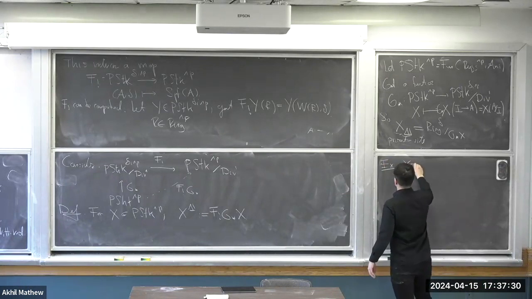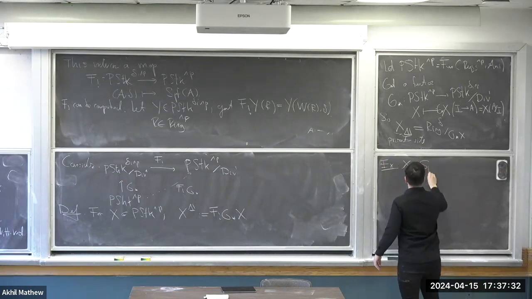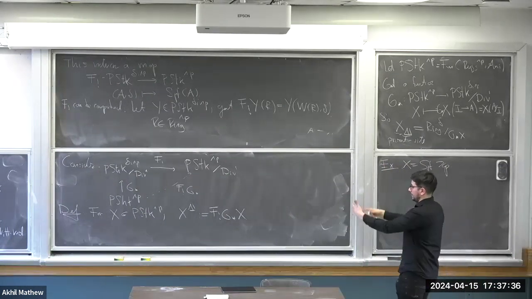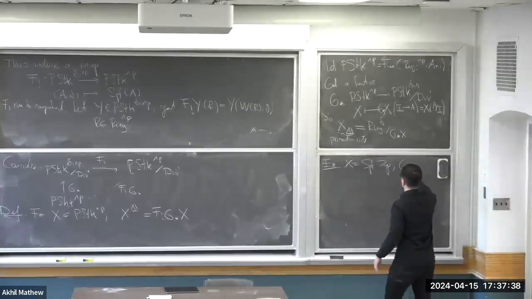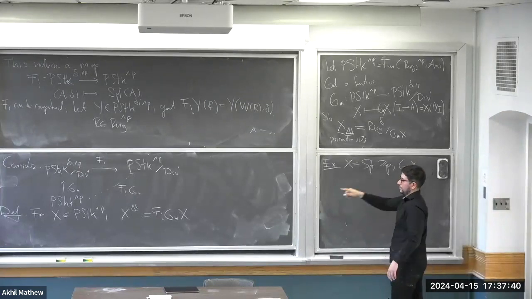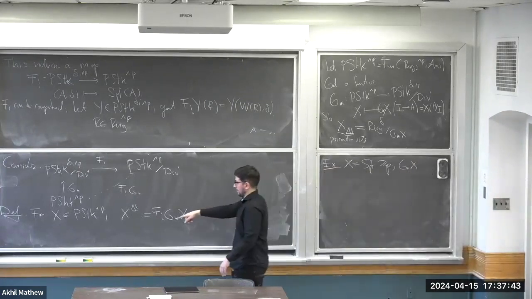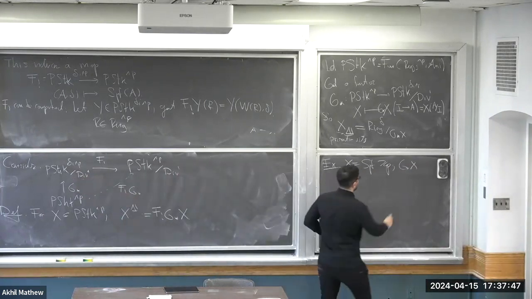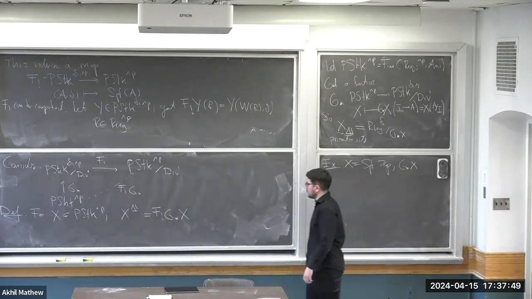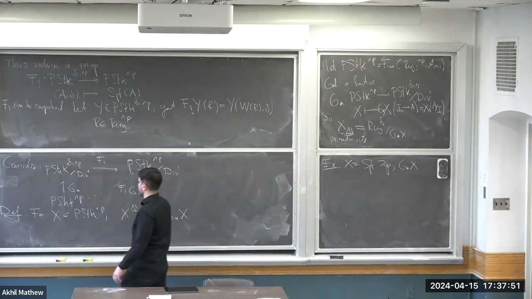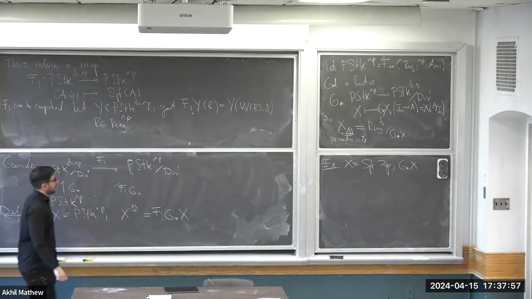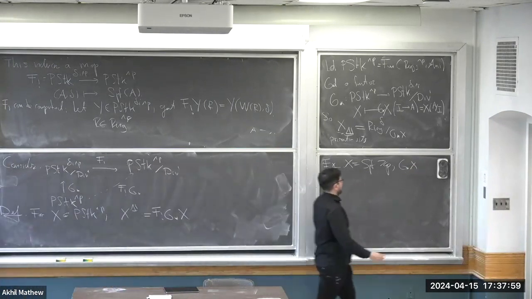X, what is it? Then G of X, this one is just the final object in this category. So, not the final object. Yeah. So it's supposed to be this one.